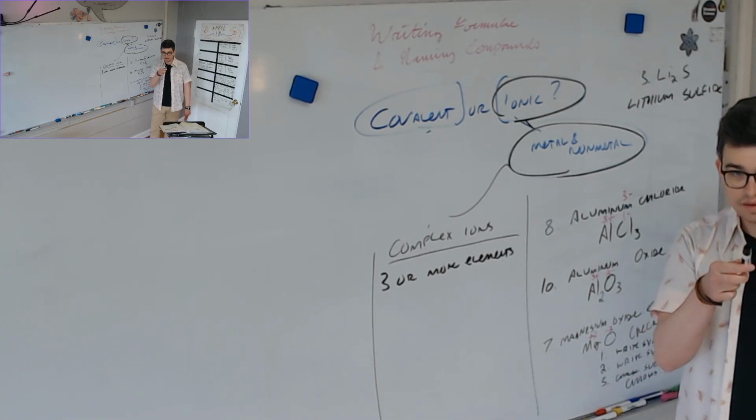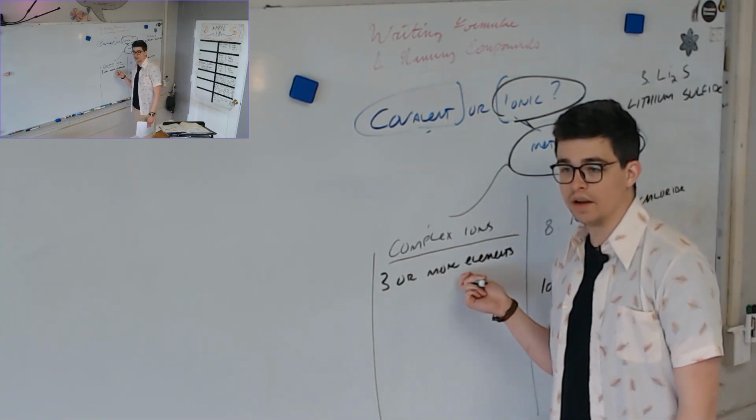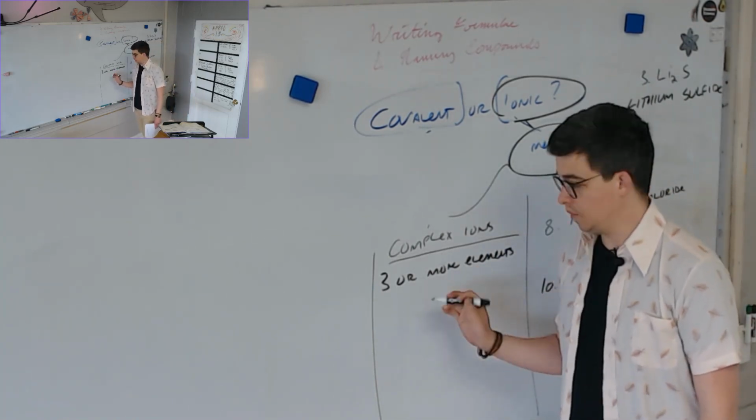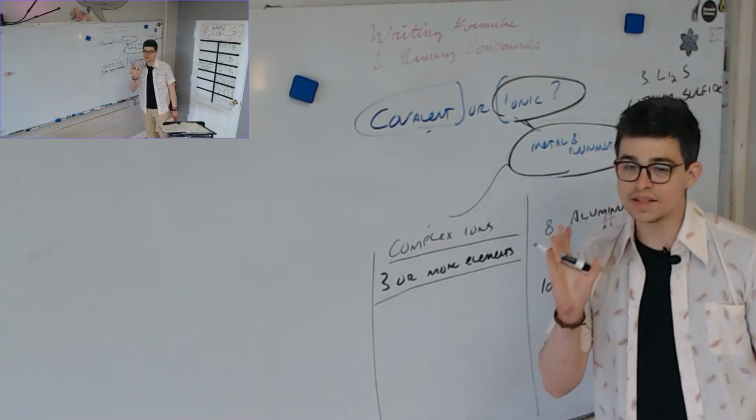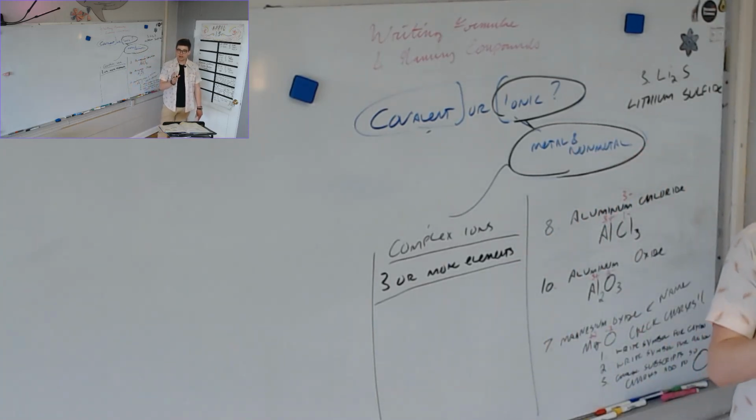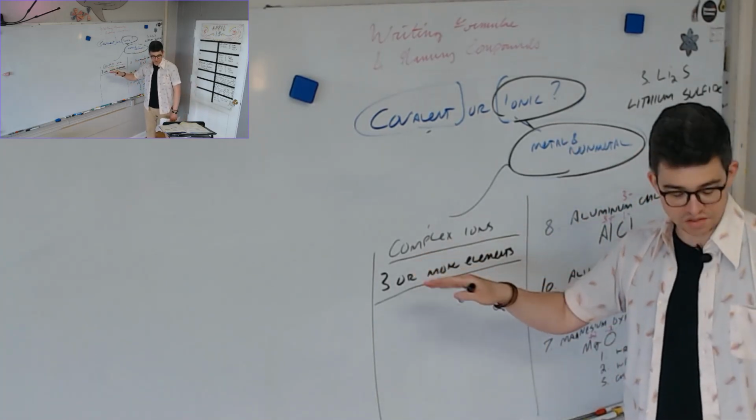Emma, are you listening? This is what part of your flow chart. 3 or more elements. This has to be on your flow chart because if you see 3 or more elements, you must use these rules.